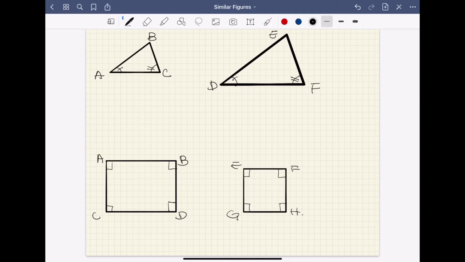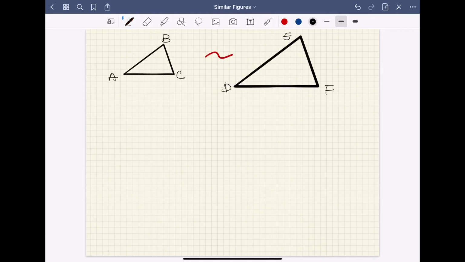And just so you know, the symbol for similar figures is the squiggly sign. So if we say that these two triangles are similar, we'll use a squiggly sign here to represent that they're similar. So if the question tells you two figures are similar, then we can reach some conclusions.